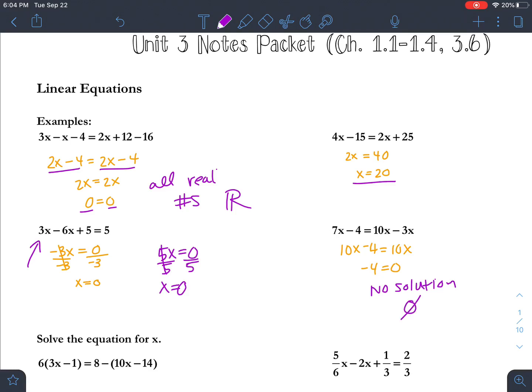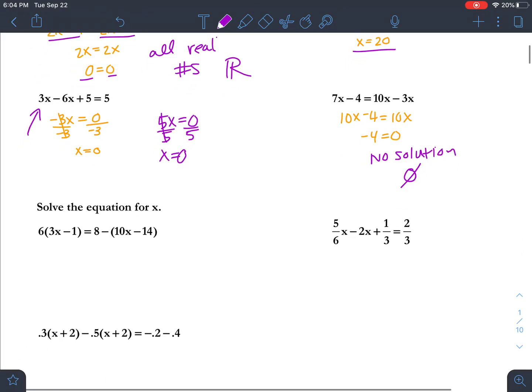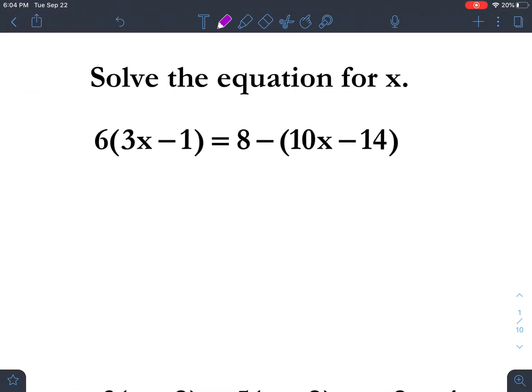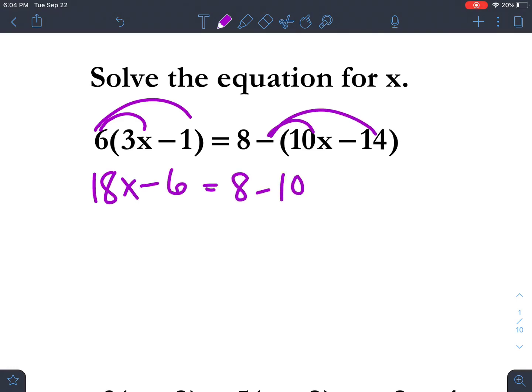Okay, so now we're going to jump into a little bit tougher examples here. Some with fractions, some with decimals. I just want to clear these up for you guys. So if we take a look at the first one, I just wanted to remind you about distributing, being very careful here. And minus 10x plus 14. Okay, so we distribute and then we're going to get like terms together.